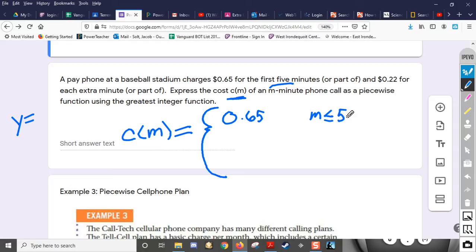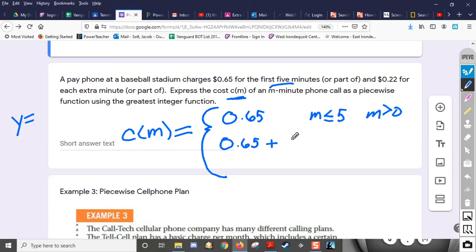5 minutes or less, also when m is going to be greater than 0 here, right? Because we're not going to get any charges if we make no phone call. You can't make a negative minute phone call. All right, so now it gets a little harder, because we're going to still have our 65 cents. And hopefully you knew that. And now we're going to add something to it. What do we got to add to it?